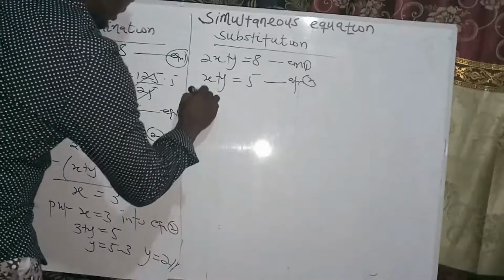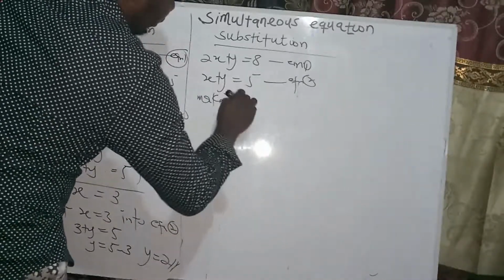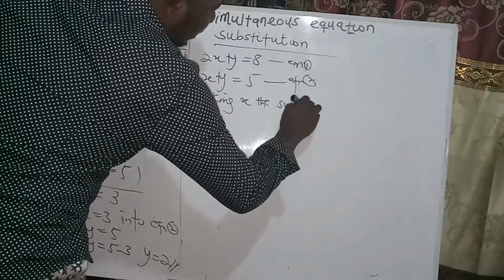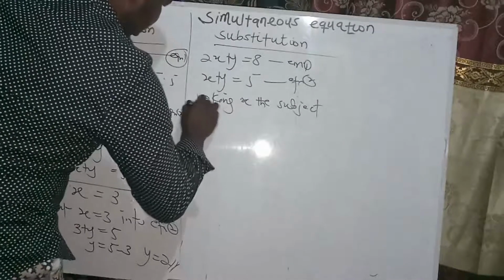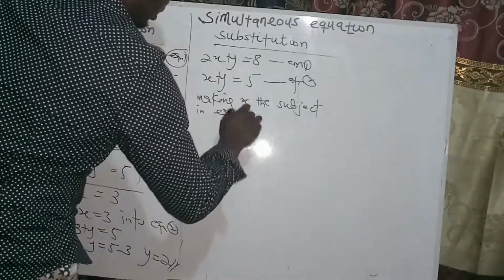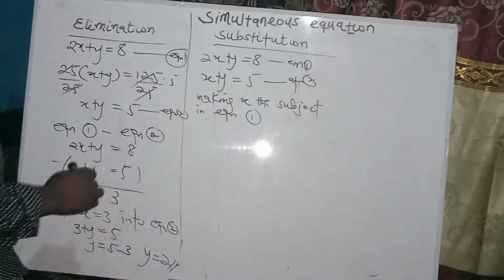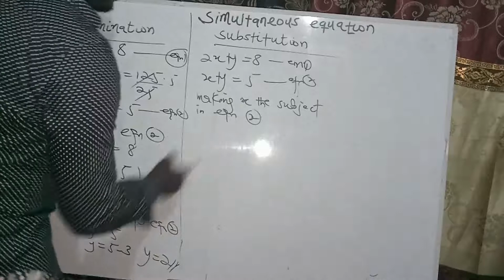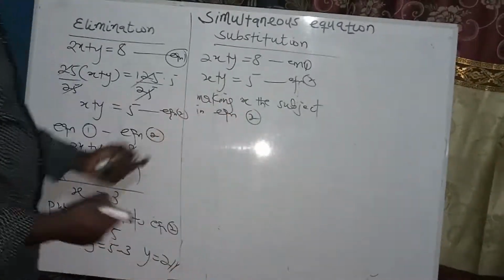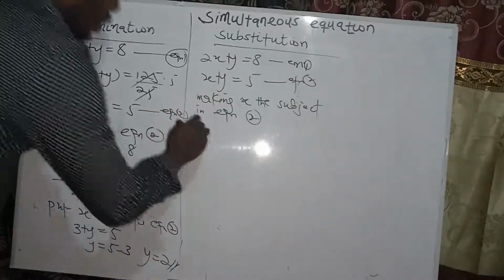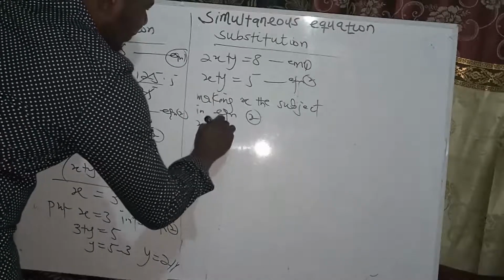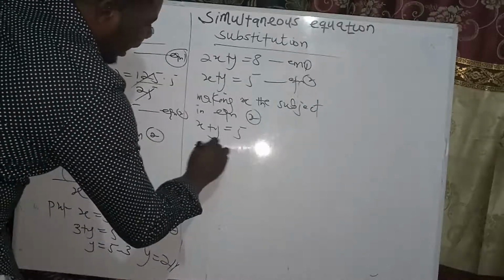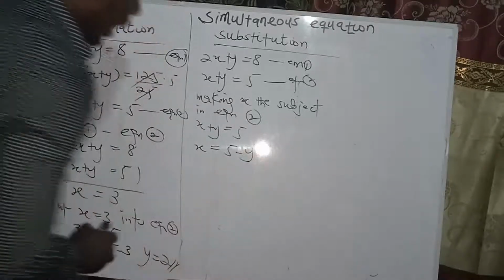Sorry, making x the subject in equation 2. So at this point, what I'm going to do is make x the subject in equation 2. So it means that my equation 2 is x plus y equals 5. So making x the subject, my x will now be equal to 5 minus y.